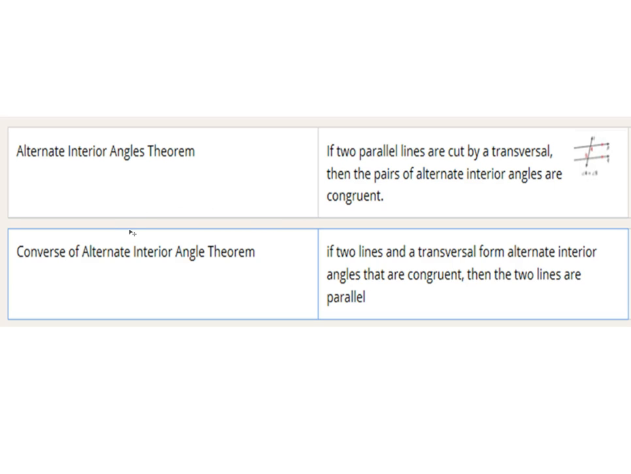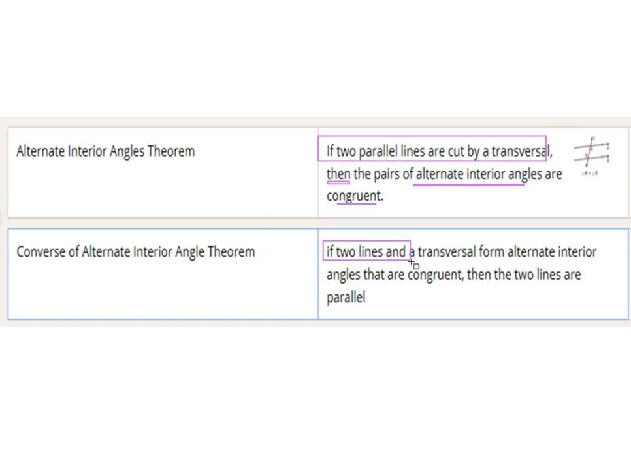So there's two theorems we can use. If we have two parallel lines, so if we're starting with those parallel lines and they're cut by a transversal, then we know that the alternate interior angles are congruent. That's the alternate interior angles theorem.